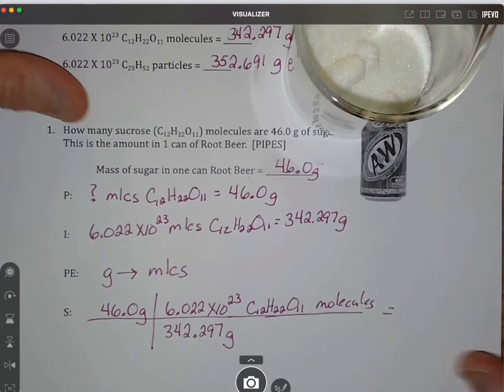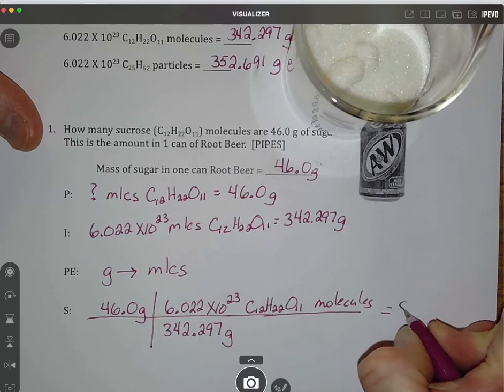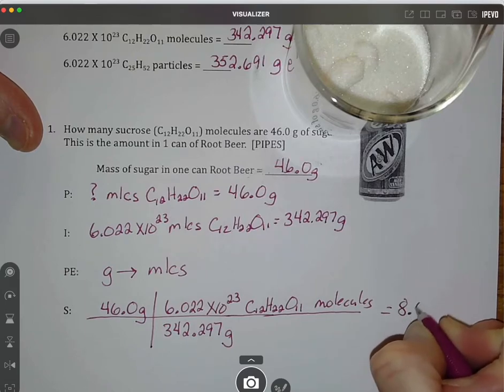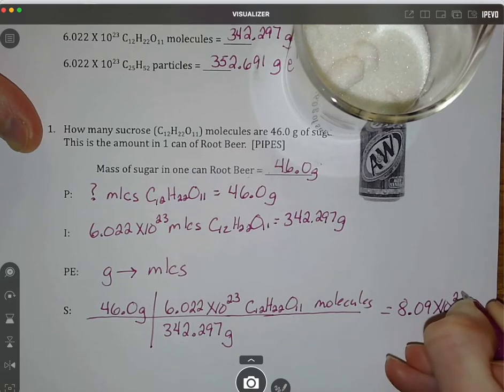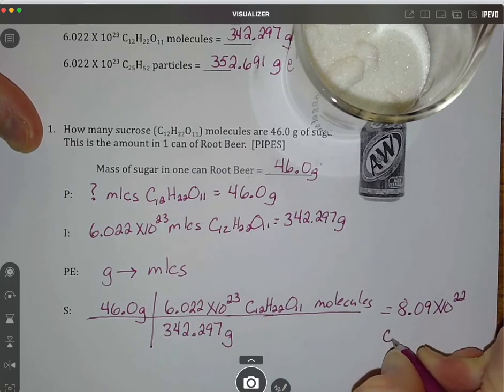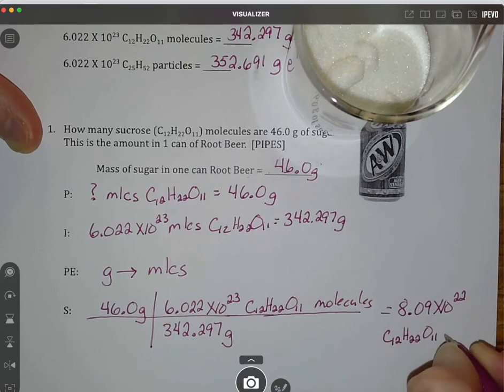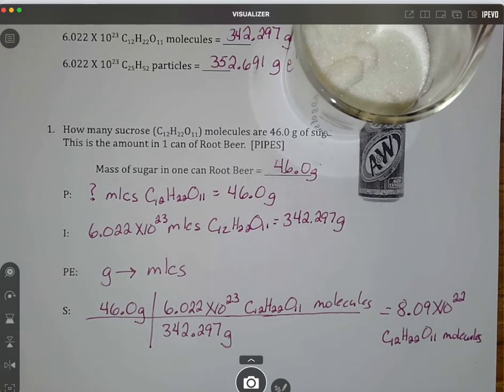So when you drink a can of soda, you consume 8.09 times 10 to the 22nd sugar molecules. And as we expected, it's fewer than Avogadro's number, but it still seems to be great plenty. Yeah, still a lot.